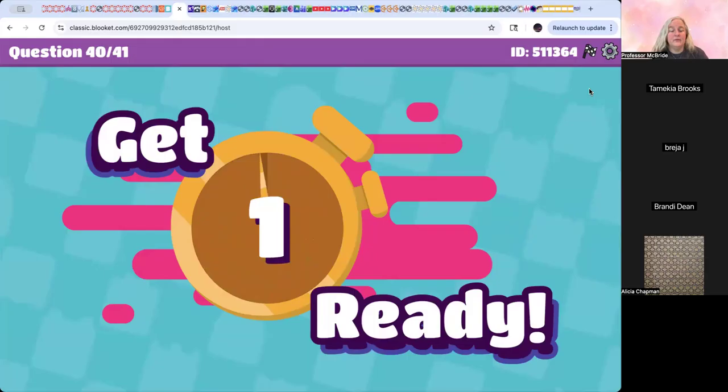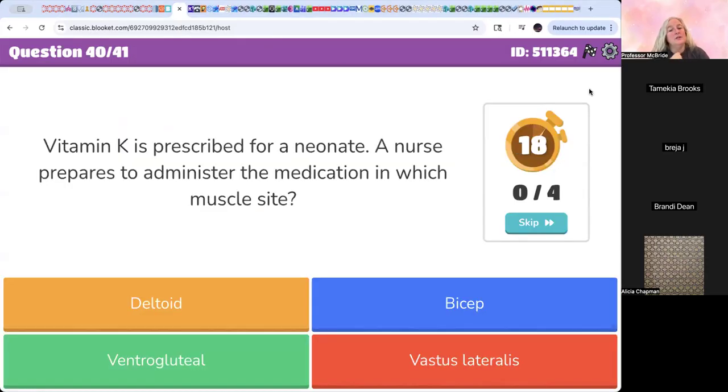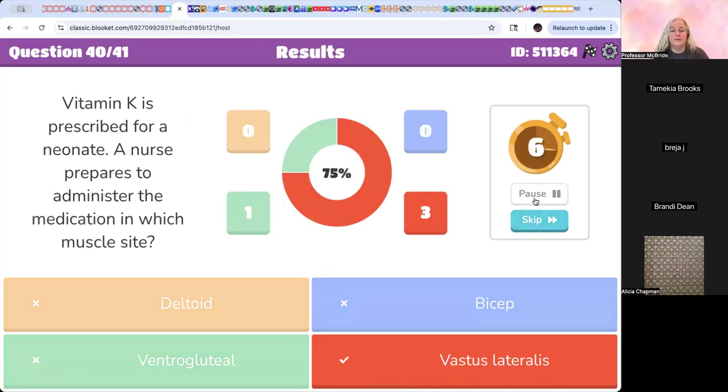Two more. Vitamin K is prescribed to the neonate. A nurse prepares to administer the medication in which muscle site? Good. All right, it goes in the vastus lateralis.